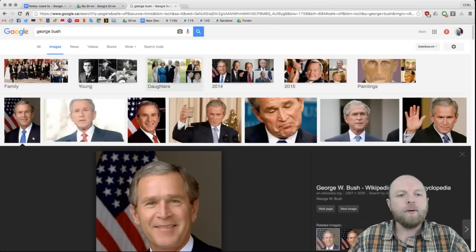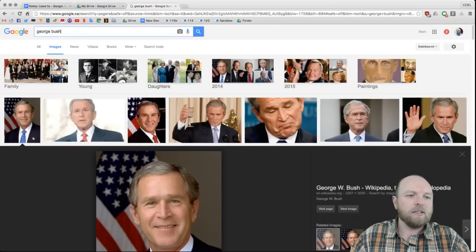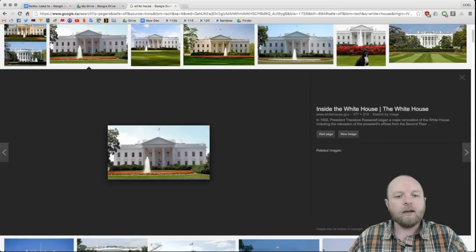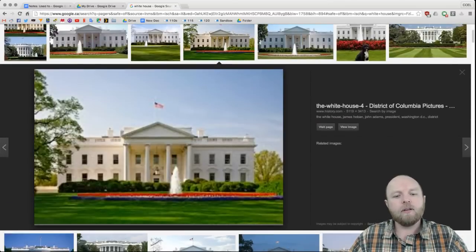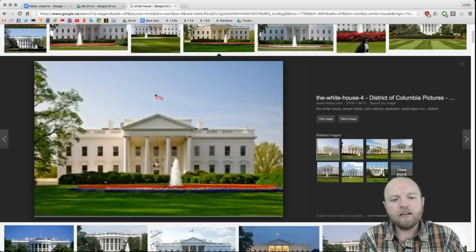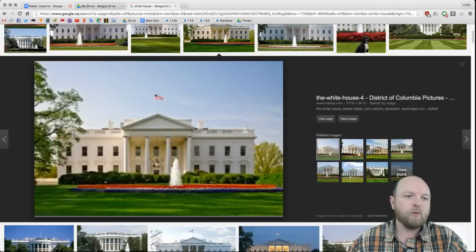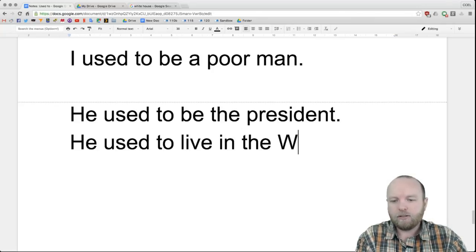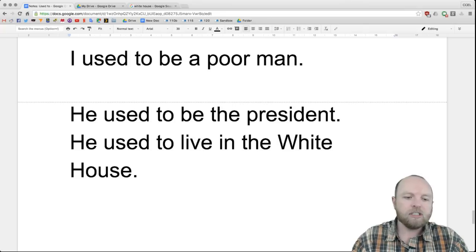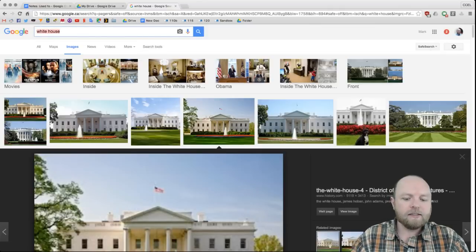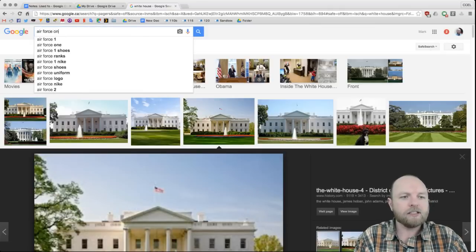Okay, and what about that big house in Washington? The White House. So what can we say about the White House for George Bush? Well, he used to live in the White House. And finally, the President of USA has a special airplane.